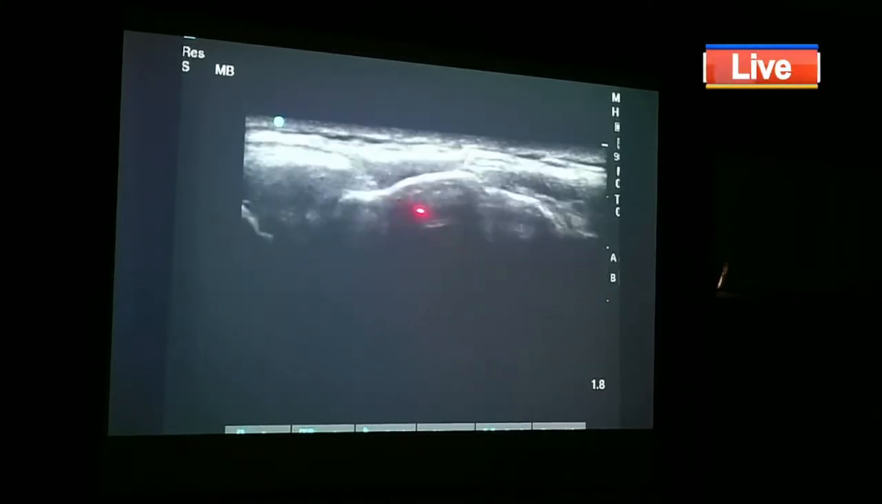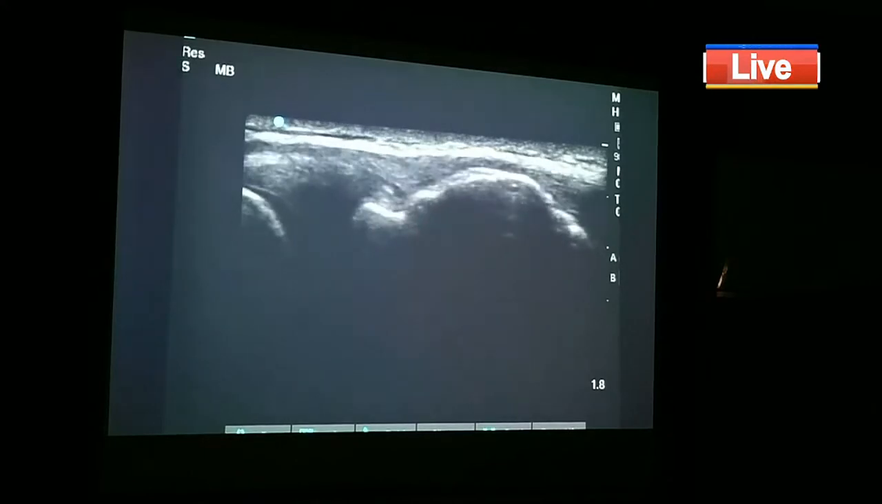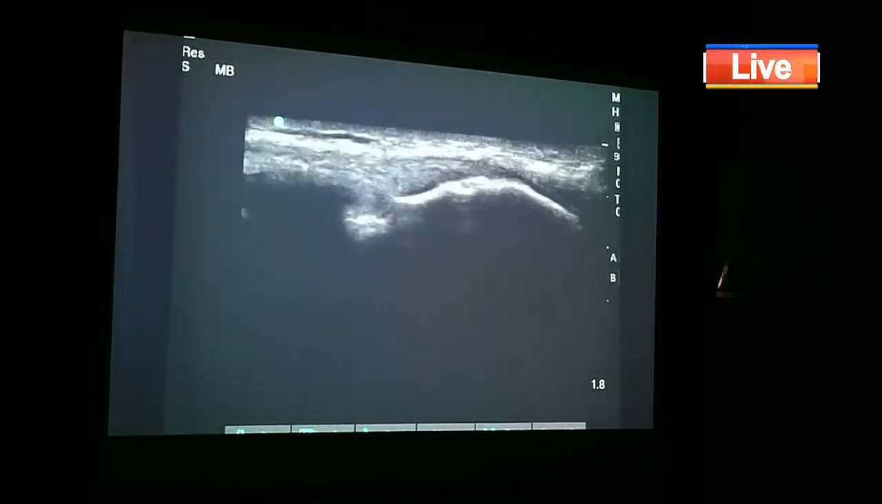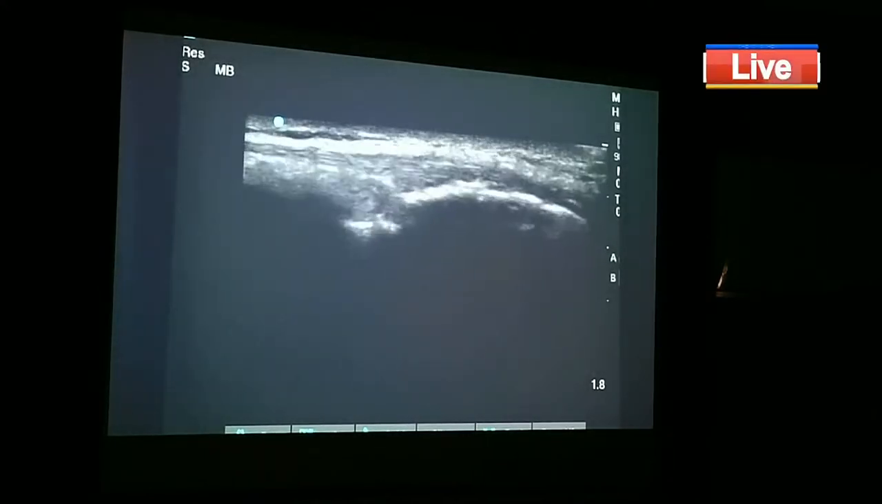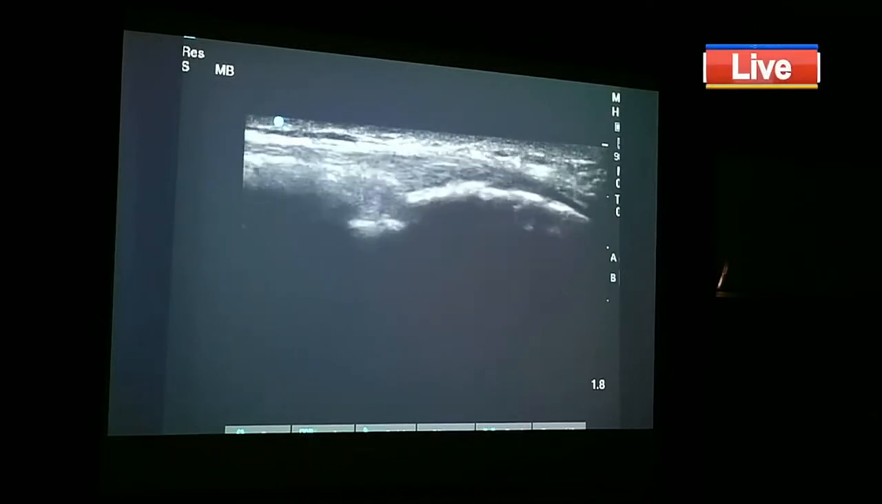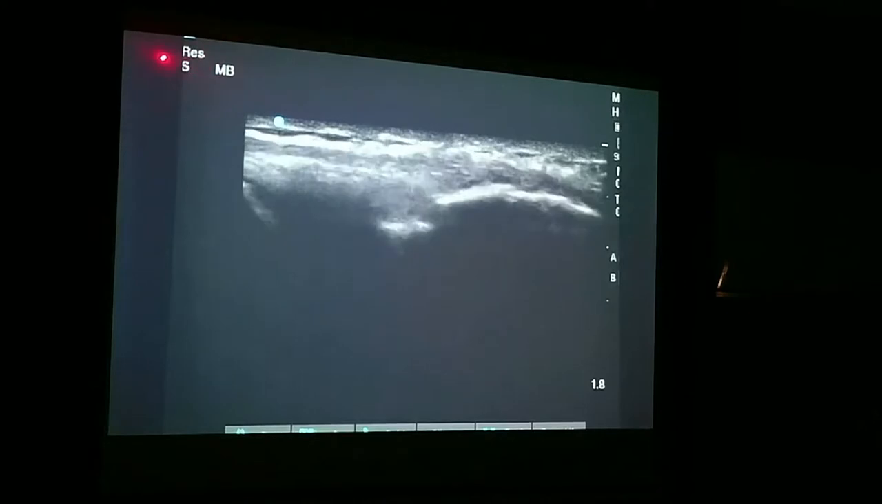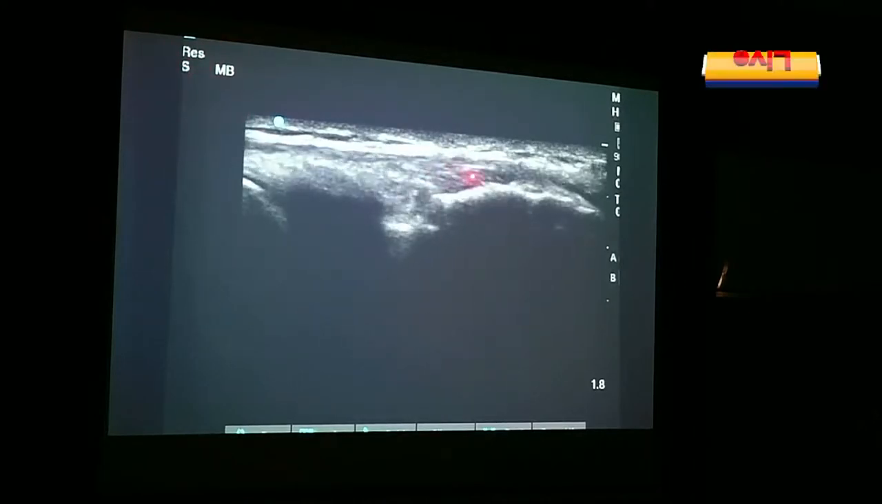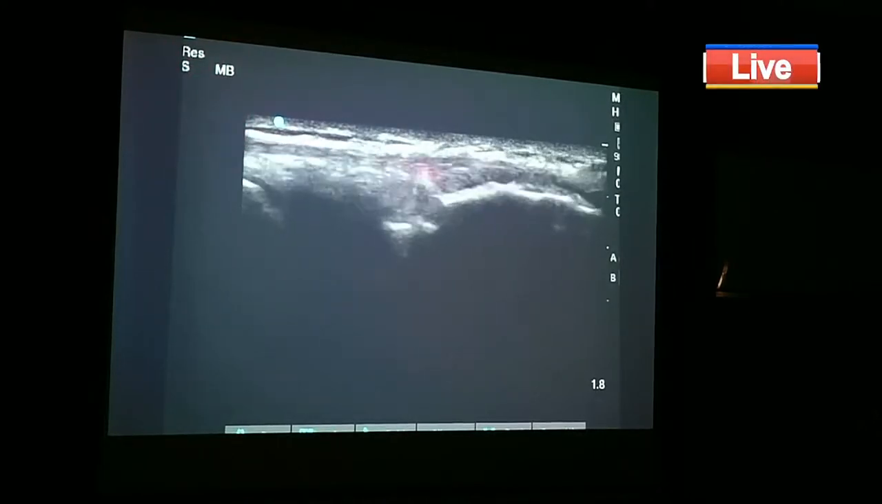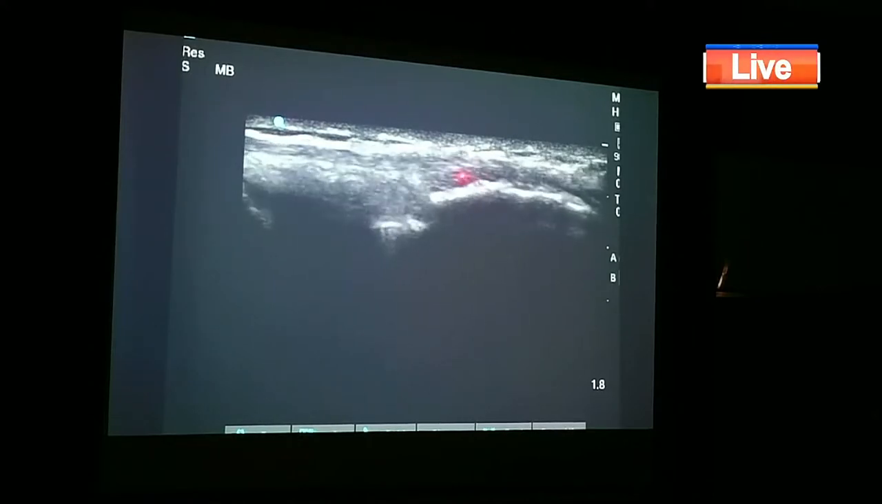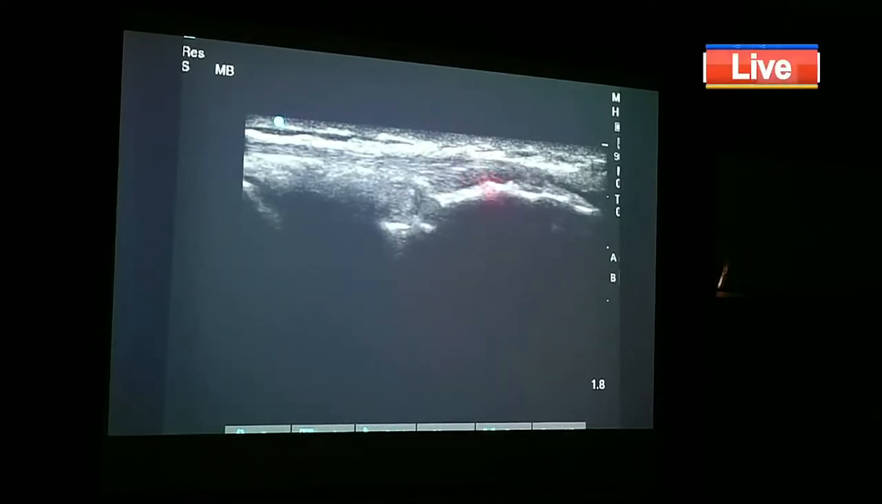Now I want to go up and show you the collateral ligament insertion. I am sliding my probe up, and can you see this structure which is coming up from here and getting inserted here? Can you see this insertion, these fibers? These are the fibers of the collateral ligament which get inserted in the tibia. You can see them beautifully inserting. Now if there is a black area here, that means a discontinuity is there. These are a nice fibrillar pattern.